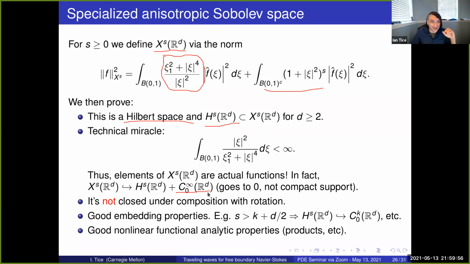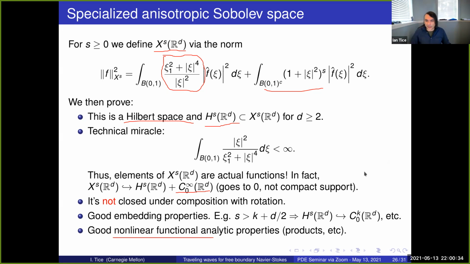Unfortunately, weirdly enough, this space has very strange properties. So for instance, it's not closed under composition with rotation. So you can find a function that lives in this space such that if you compose it with, for instance, in 2 dimensions, a 90-degree rotation, you leave the space. And the reason for that is because of this anisotropy that we see in the Fourier symbol that defines the norm. Nevertheless, we can use this space to attack our problem, and we find that it has good embedding properties and good nonlinear functional analytic properties, which are good enough for closing the analysis.